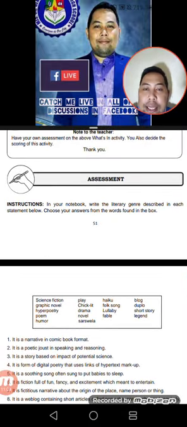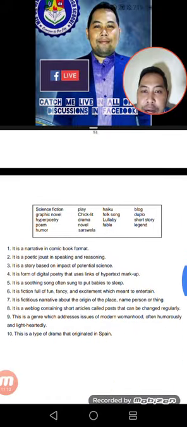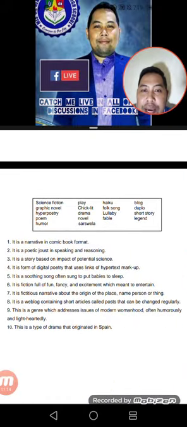Assessment. In your notebook, write the literary genre described in each statement below. Choose the answers from the words found in the box. It's easy. Okay, answer directly.